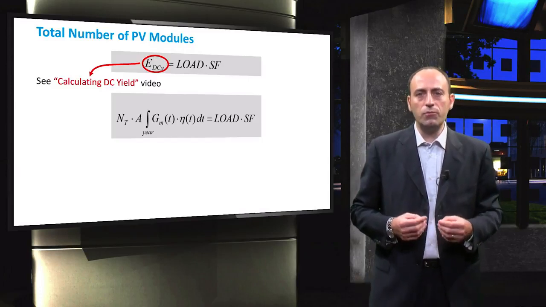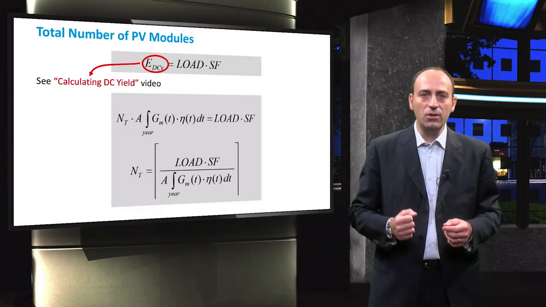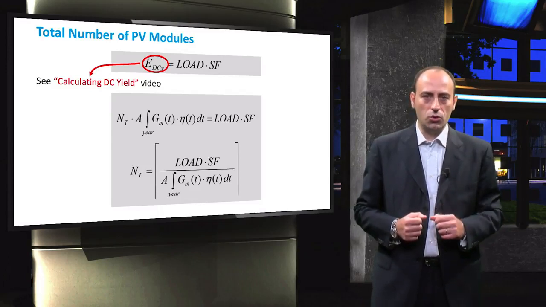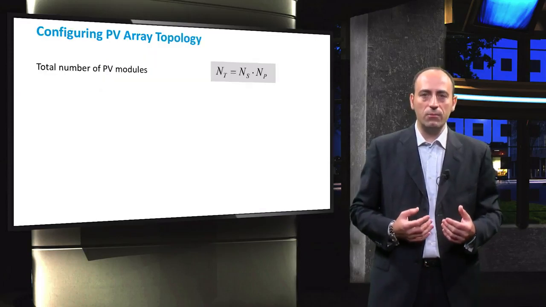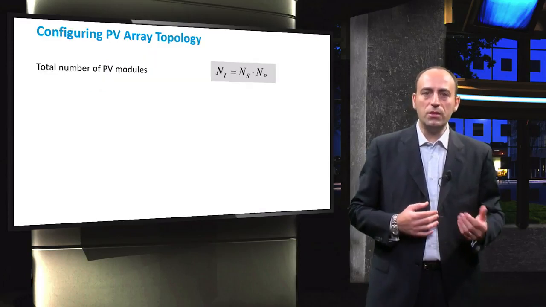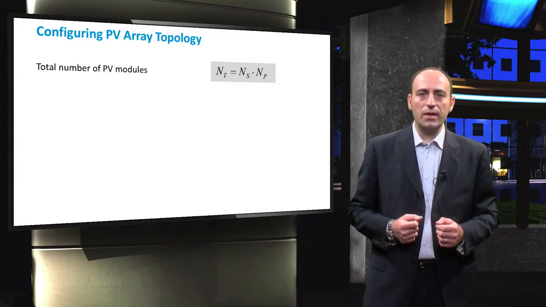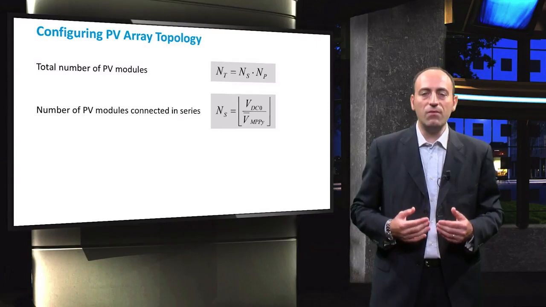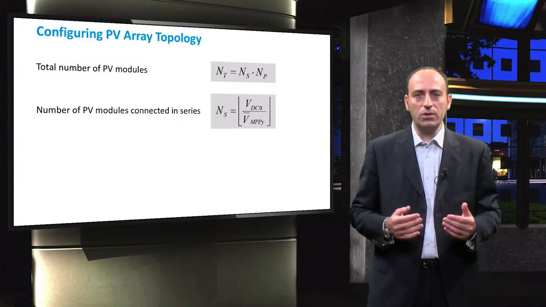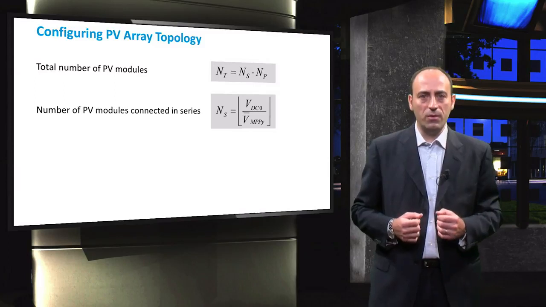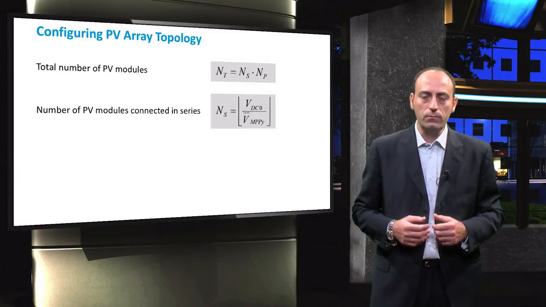It is equal to the product of the load demand and the sizing factor divided by the energy generated by a single PV module. Once the total number of PV modules required is determined, the number of modules in series and in parallel are calculated. The number of series-connected modules is calculated by dividing the nominal DC voltage of the inverter by the averaged maximum power point voltage of the PV module, as explained in the Calculating DC Yield video.